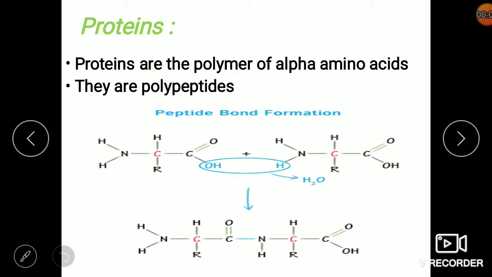Today we'll pick up the topic protein. You already know what is protein. Proteins are the polymer of alpha amino acid. These are also known as polypeptide. Now, how does the peptide bond form?